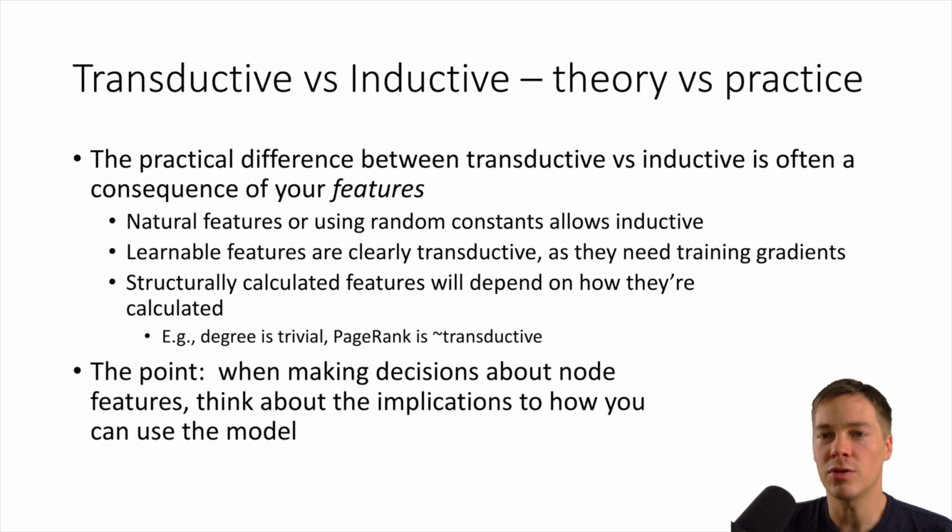And structurally calculated features are going to depend on how you calculate them. For example, using the node degree is a trivial thing to do. PageRank, however, is a little more complicated. Maybe you could come up with some approximation scheme, but when you add new nodes to the graph, that could perturb the PageRank values of the nodes that were already there, so it gets a little more complicated. The point is that when you're making decisions about node features, you need to think through what the implications are going to be on how you can use the model later.